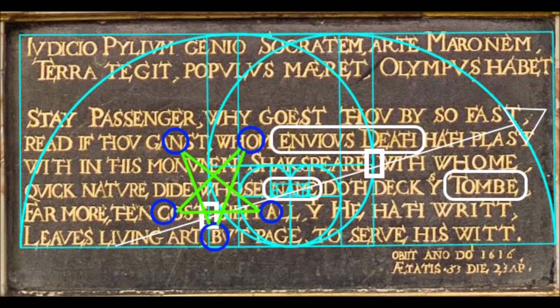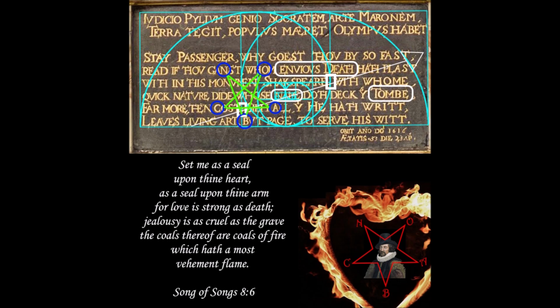Set me as a seal upon thine heart. That was the Song of Solomon. What was Solomon's seal? It was a pentagram. We happen to have a pentagram on this plaque, don't we? And that one says Bacon, though. So what if we were to set that seal upon that heart and fill in that blank name? Would that be Bacon written upon the heart there? Perhaps.